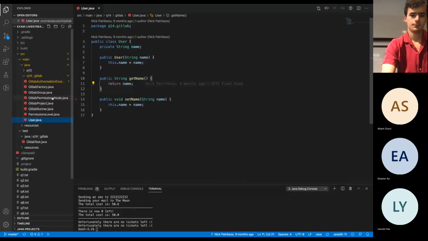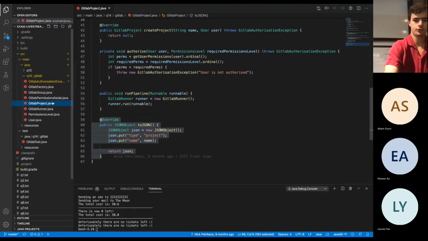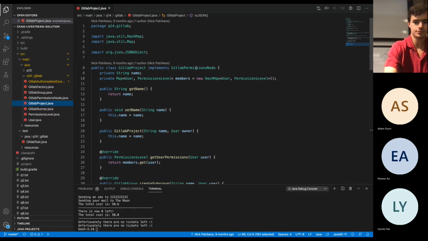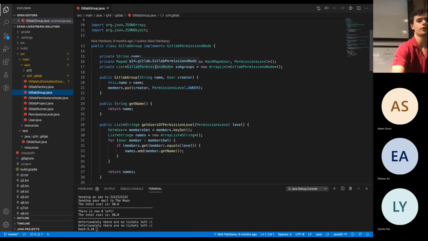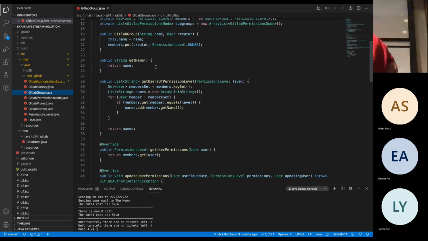Code, all right. So we have this code in project and permissions, and that implements permissions node. We have this group, which also implements permissions node. So we've got 2 subclasses. Let me use the whiteboard. We've got 2 subclasses that both implement this interface, but then there's repeated code within both of them. What can we do here?